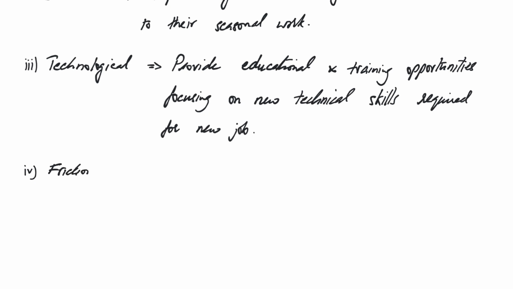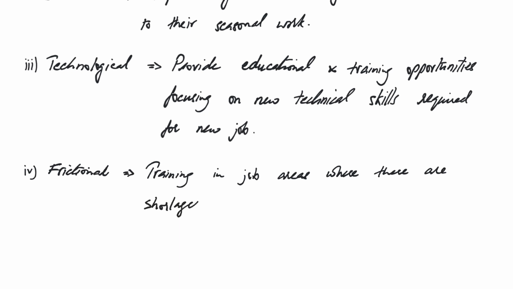Then we have this frictional unemployment, in which demand and supply forces are not meeting. You're not able to find those workers because of the shortages. So what we can have is training in job areas where there are shortages of supply.